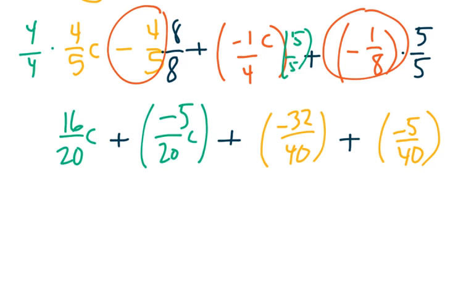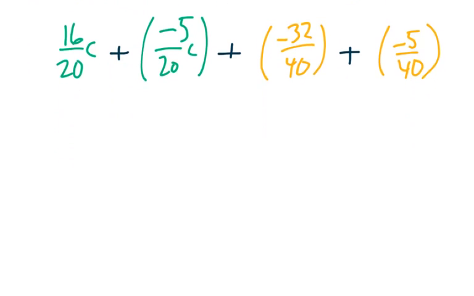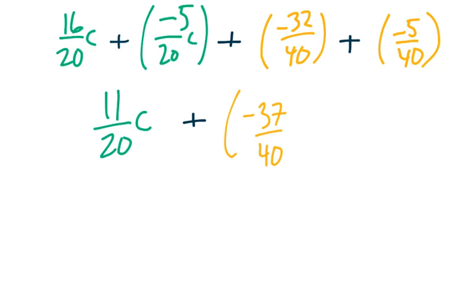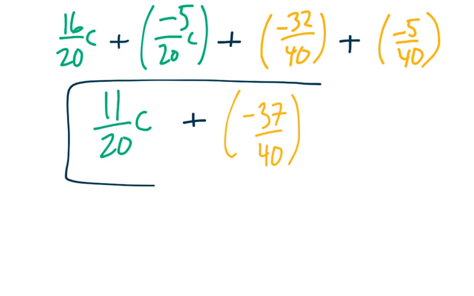So I'm ready to combine like terms. I have my c terms, so I have 16/20 c plus a negative 5/20 c, so when I put those together, that's 11/20 c. And then to that, I can add, when I combine the negative 32/40 plus negative 5/40, that gives me a total of negative 37/40. Now, it would be okay if you wanted to rewrite that as a mixed number or leave it as an improper fraction. What you can't do is combine the c term, the variable term, with the constant term. So this is in simplest form as is.